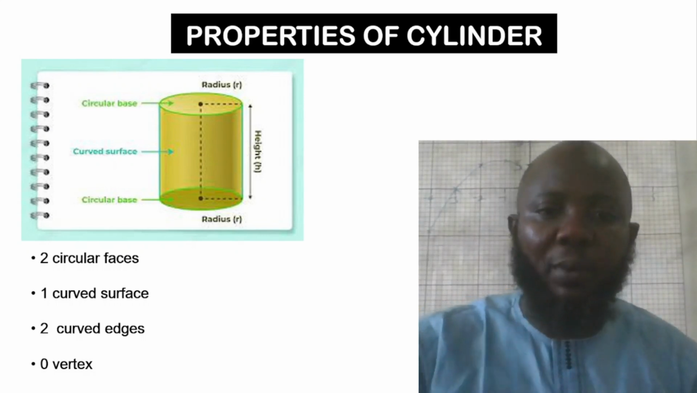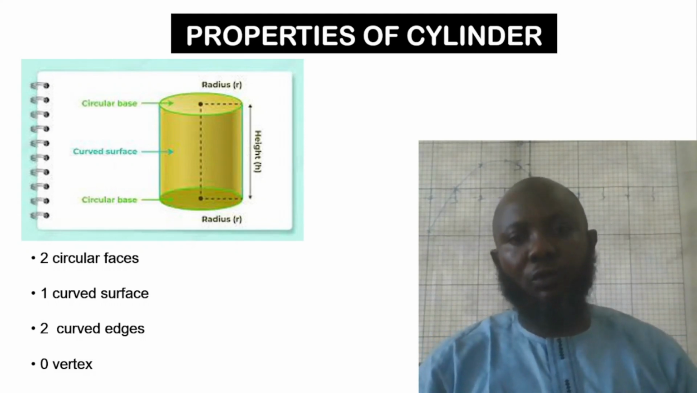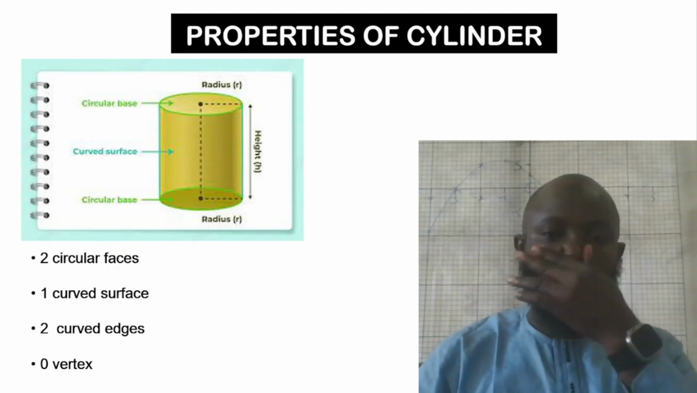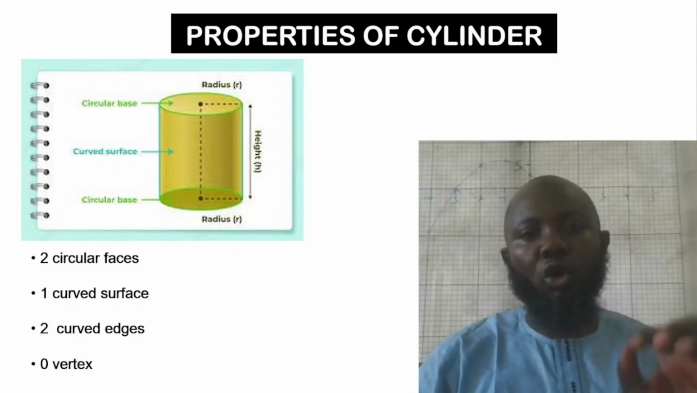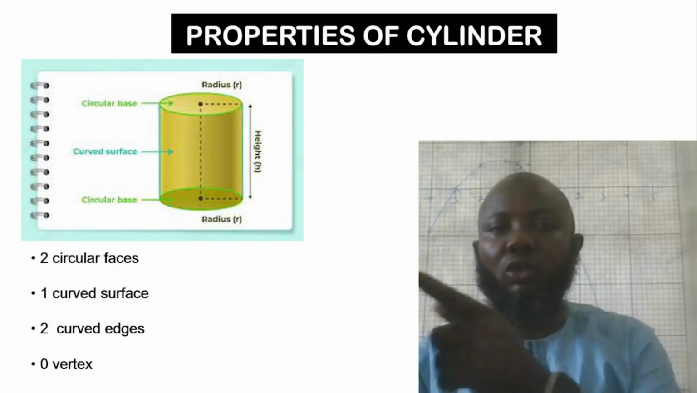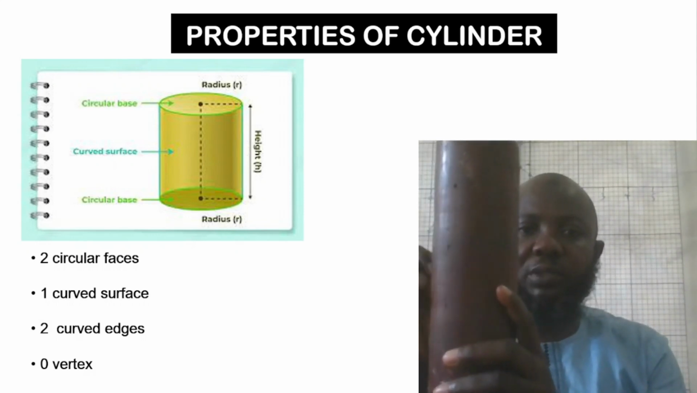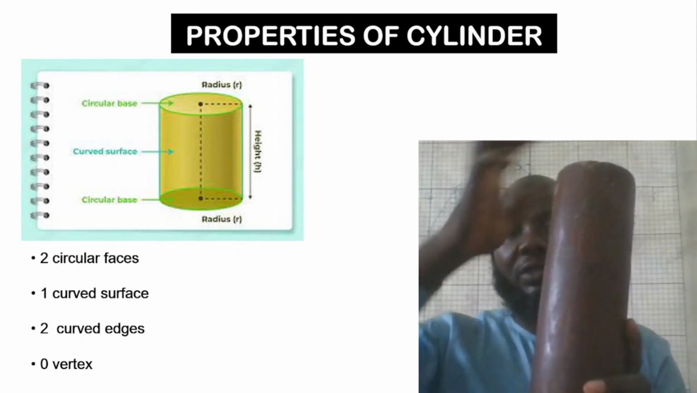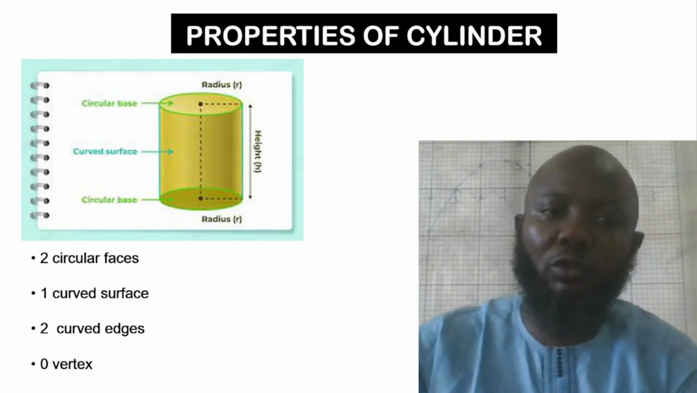Under the curved part, I will be looking at total surface area later. So it has two circular faces and one curved surface. One curved surface, not faces. This place is a surface, not faces. This face is flat, but this place is curved. That's why we call this a curved surface.